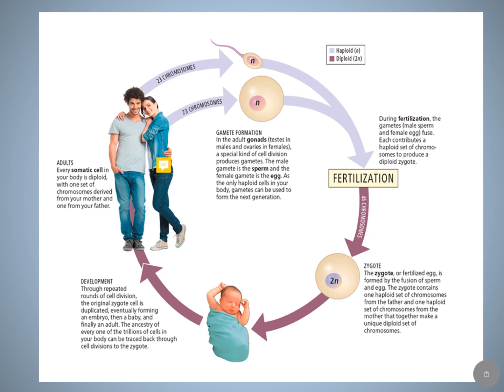This then will grow into a human being, and the human being will develop into an adult, and should that adult choose to procreate, the process occurs over again. So every single cell in the human will have 46 chromosomes, except for the sex cells, either the sperm or the egg, and those will have 23 chromosomes.